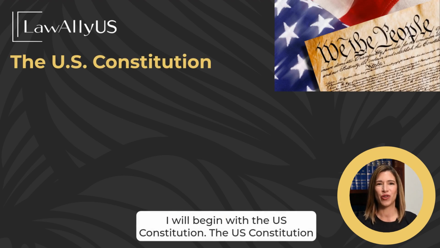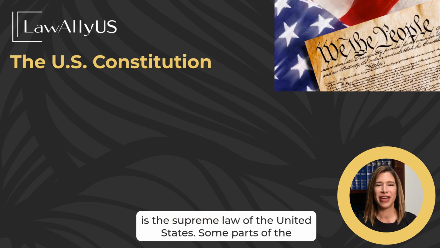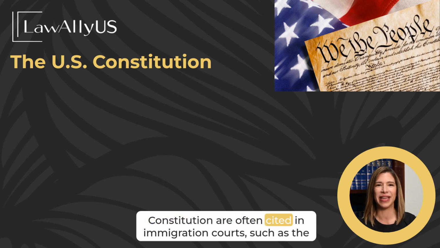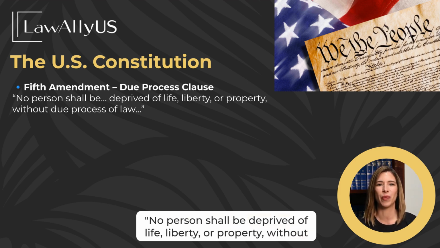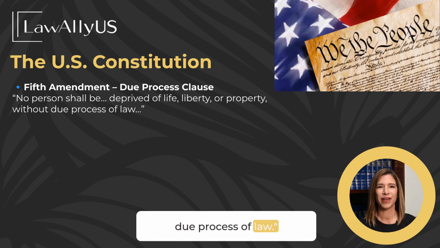I will begin with the U.S. Constitution. The U.S. Constitution is the supreme law of the United States. Some parts of the Constitution are often cited in immigration courts, such as the Fifth Amendment or Due Process Clause, which states that no person shall be deprived of life, liberty, or property without due process of law.